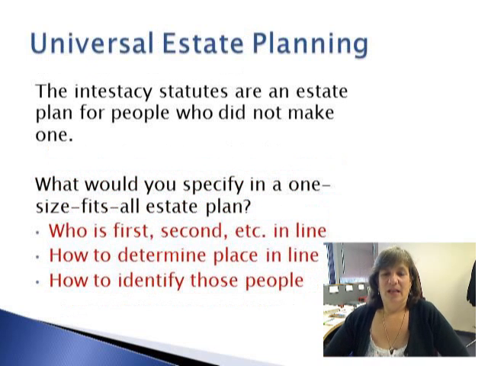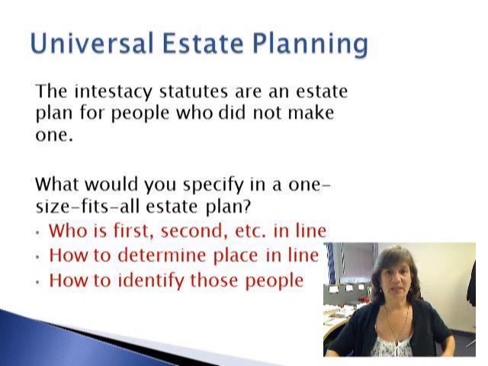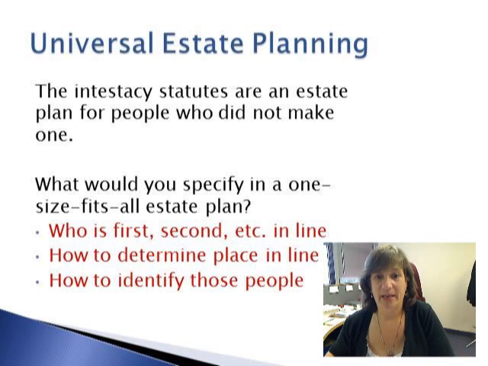Okay, talking about the intestacy statutes, the intestacy system. This is kind of a universal estate plan. This is what you get if you didn't get around to making an estate plan. So think about what you would want the government-provided estate plan to do for all those people who don't get around to doing it themselves. Who would be first in line? Who would be second? How would we determine who those people are? And then how do we identify them? So if we're talking about spouse, who's a spouse? If we're talking about child, who is a child?